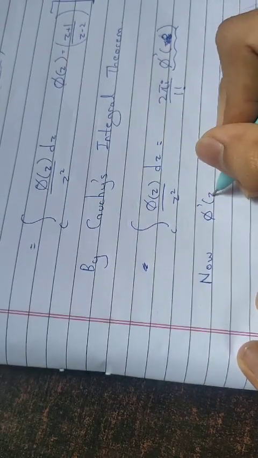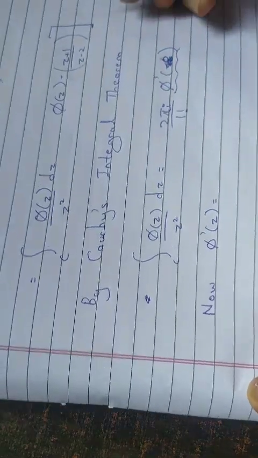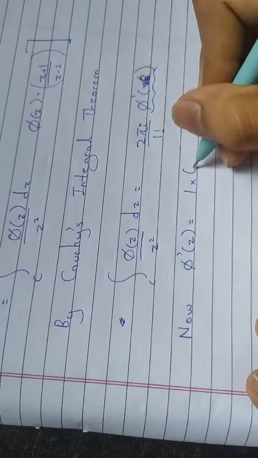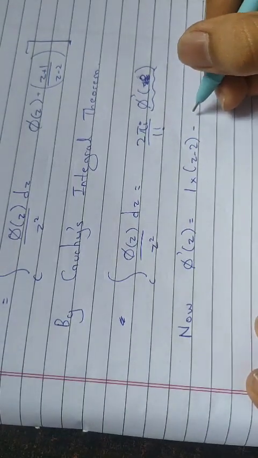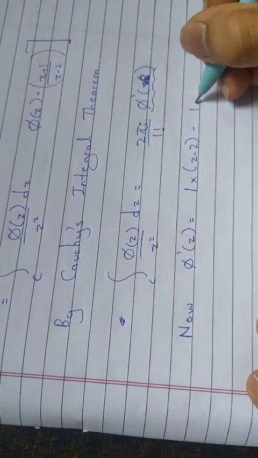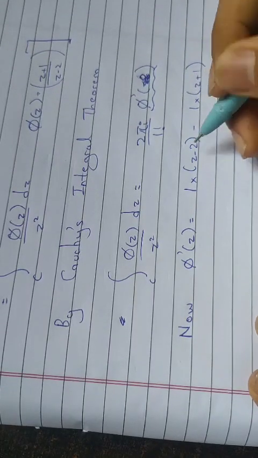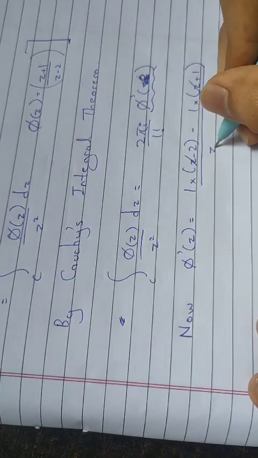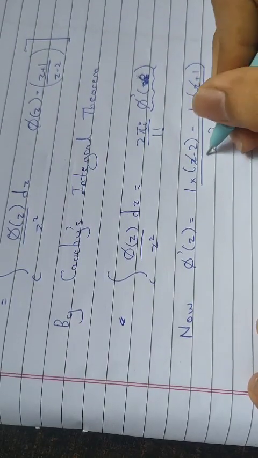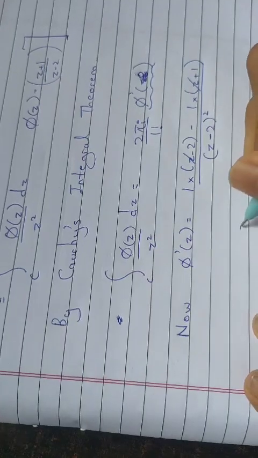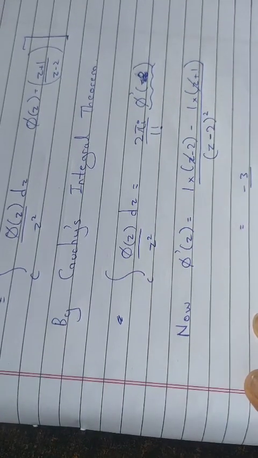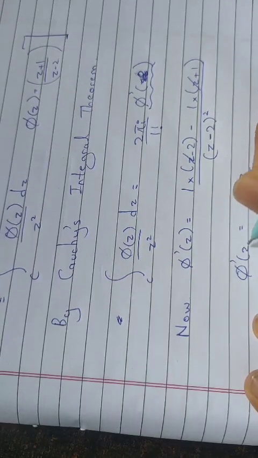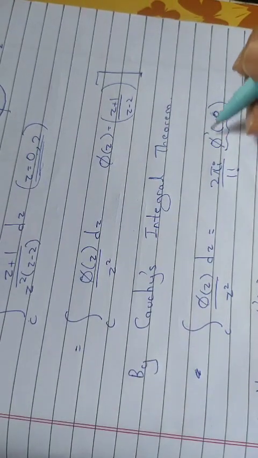Now differentiating this, we'll get phi dash is equal to, we use the u upon v rule. So differentiation of numerator into denominator minus differentiation of denominator, which is again 1, into numerator. If you see, this z and this z will get cancelled, and we'll get minus 3 in the numerator, and in the denominator we'll have z minus 2 whole square. So we get minus 3 upon z minus 2 whole square. This is phi dash of z.